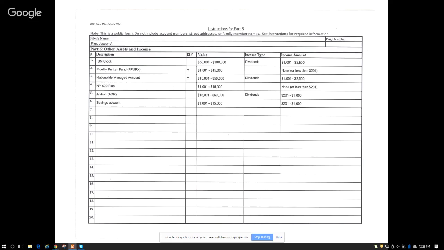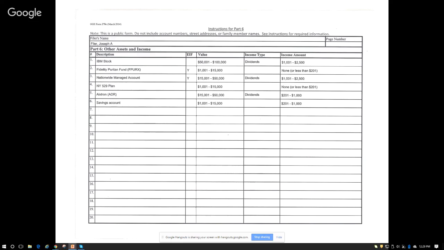Item 5, Axtron ADR. Apparently it's not an EIF. We have a value, we have an income type, and an income amount. The reason I put that in there is that an ADR is an American depository receipt.